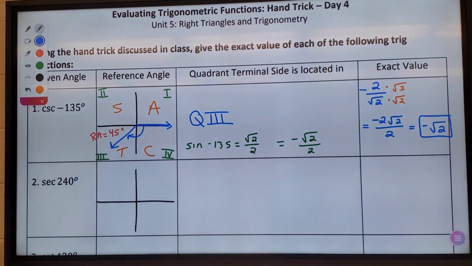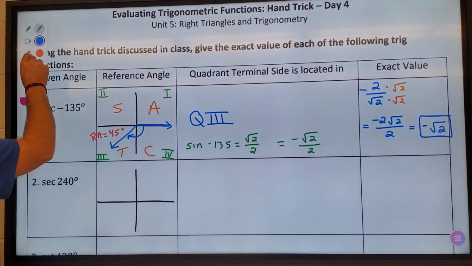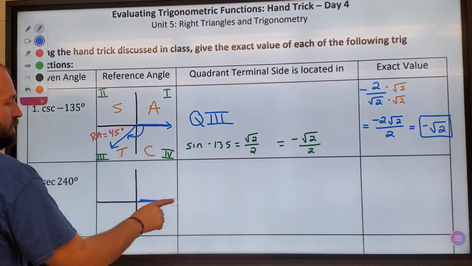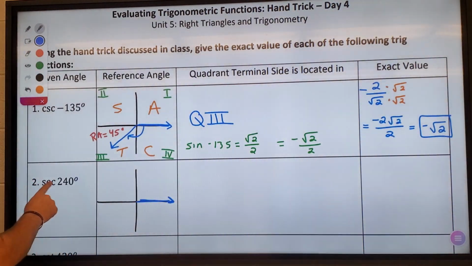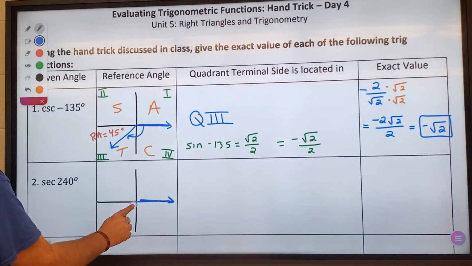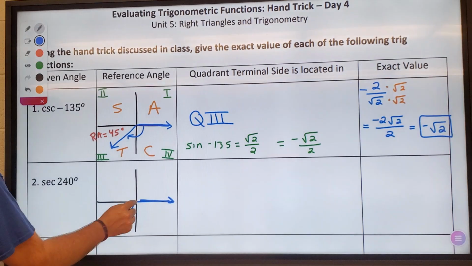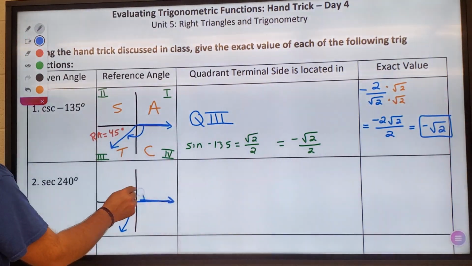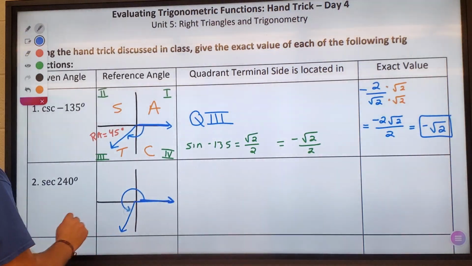Okay, and we'll do one more just for the purpose of doing it. And then if you have questions after that, please feel free to get a hold of me. So secant of 240 degrees. Again, I'm going to do my initial side. 240 now is positive, so I go up 90, 180, 270, so I'm a little off of here. All right, and again, standard form for this would be up and around, and I would end here.